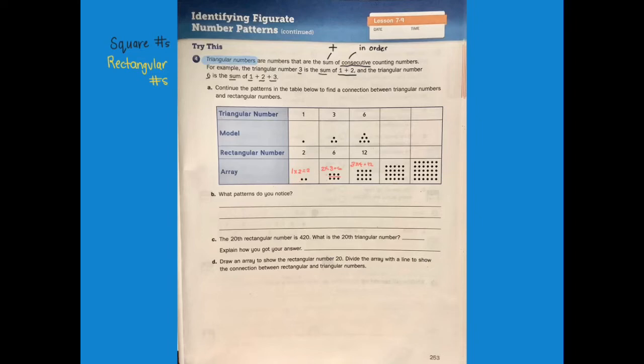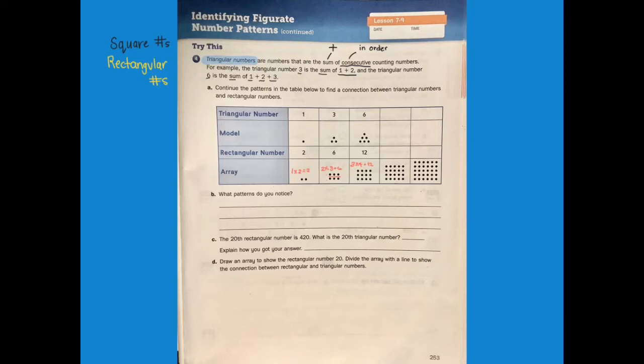We know from our arrays how they're set up: 2 by 3 equals 6, 3 by 4 equals 12. See if there's any way, reread your definition of a triangular number, and then take a look at the model for triangular numbers and see if there's any connection. I want you to pause this video and just look for yourself first. Then I'll show you what I notice. All right, go ahead and pause.